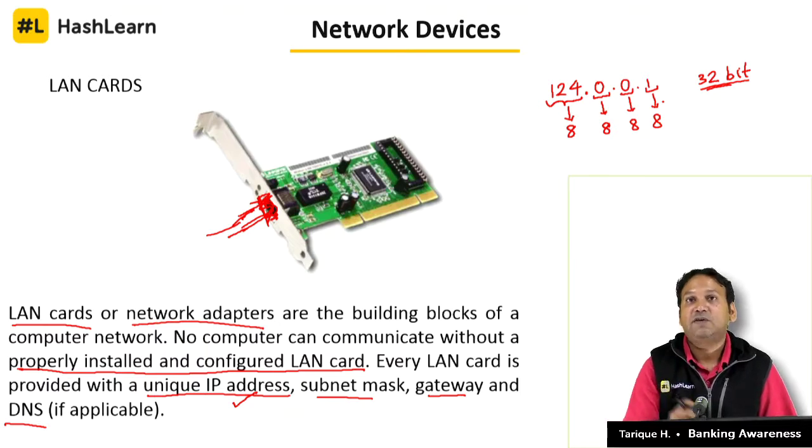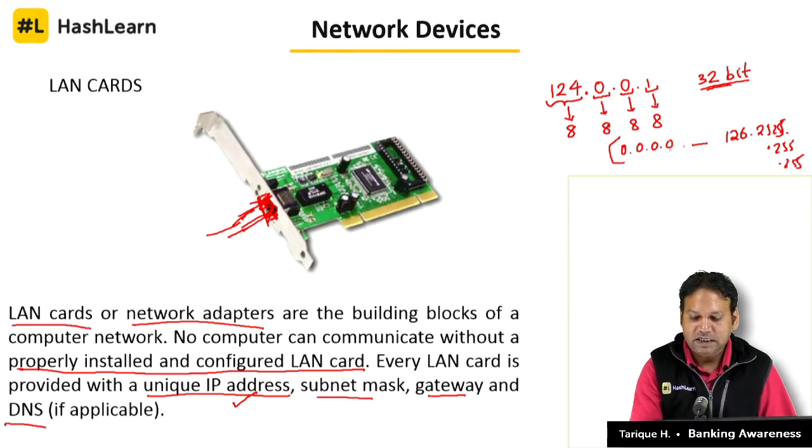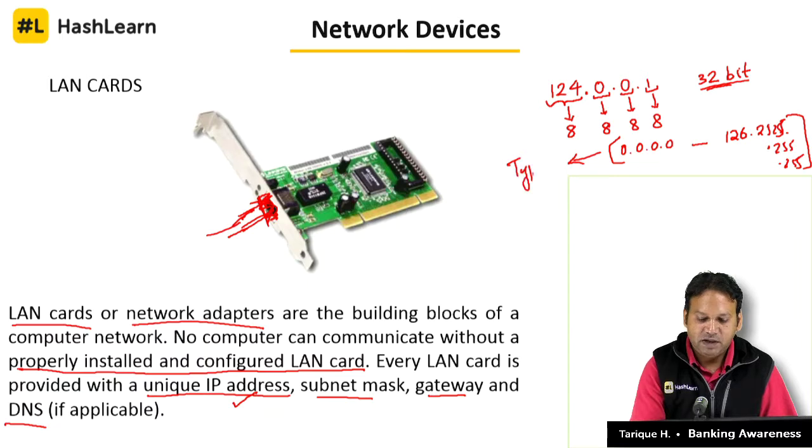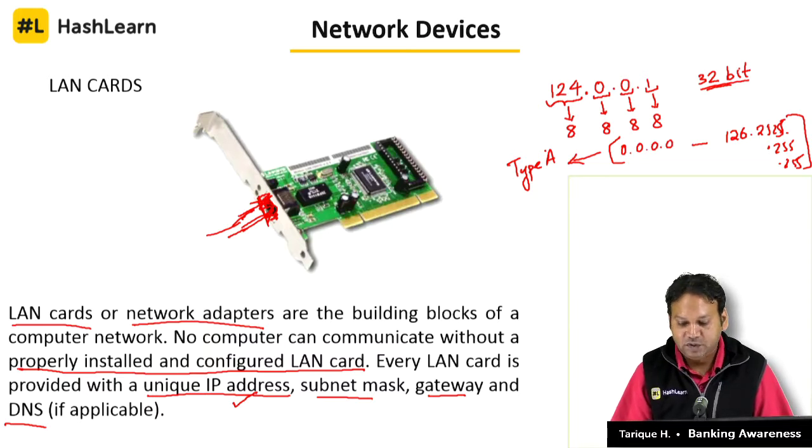Based on from which range to which range you are going. For example, from 0.0.0.0 up to 126, right? Dot 255 is what is called as class A or type A IP address. So ये सब जो है थोड़ा advanced level of understanding है regarding computer networks. What is type A, type B, type C, and so forth, right?